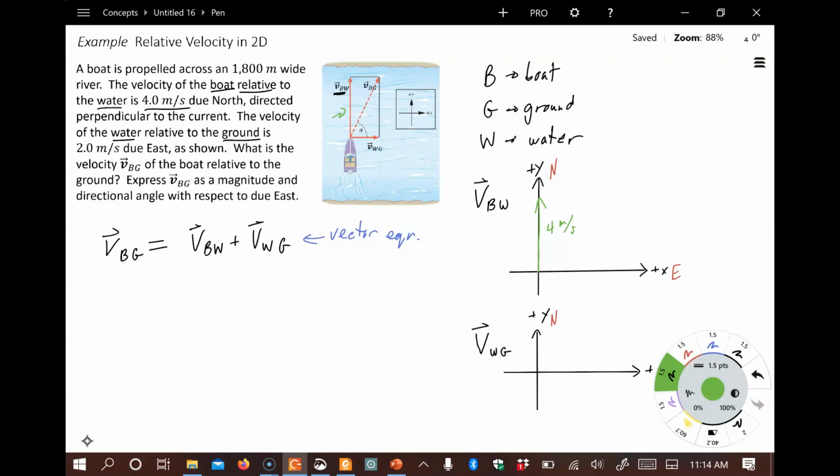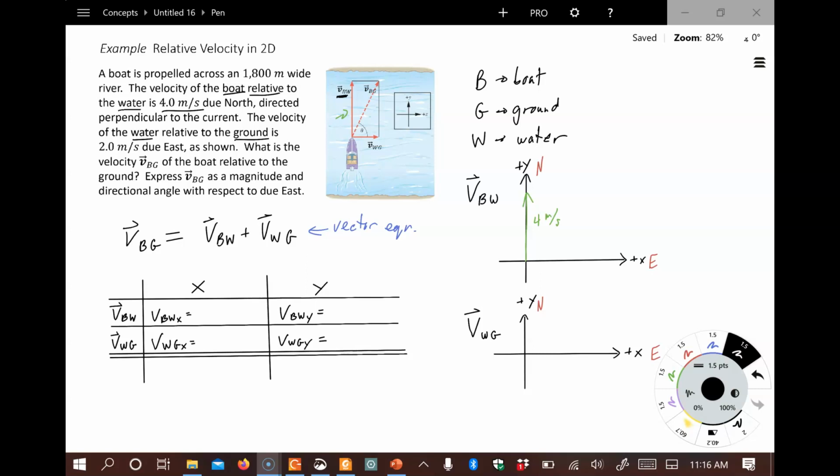Let's make a little chart here. We've got our table, and for the velocity of the boat with respect to water, we can see that it has a 0 x component, and all the magnitude therefore goes in the positive y direction. Now let's look at the velocity of the water with respect to the ground.